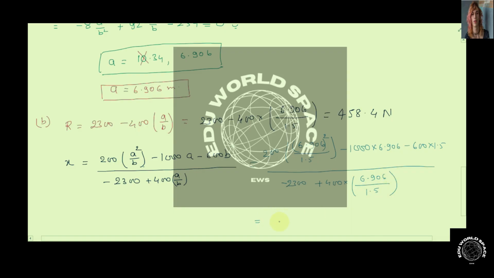So if we calculate this value, it comes out to be 3.156 meters. So this is the distance from point A where the resultant force R should be applied to get the equivalent system.